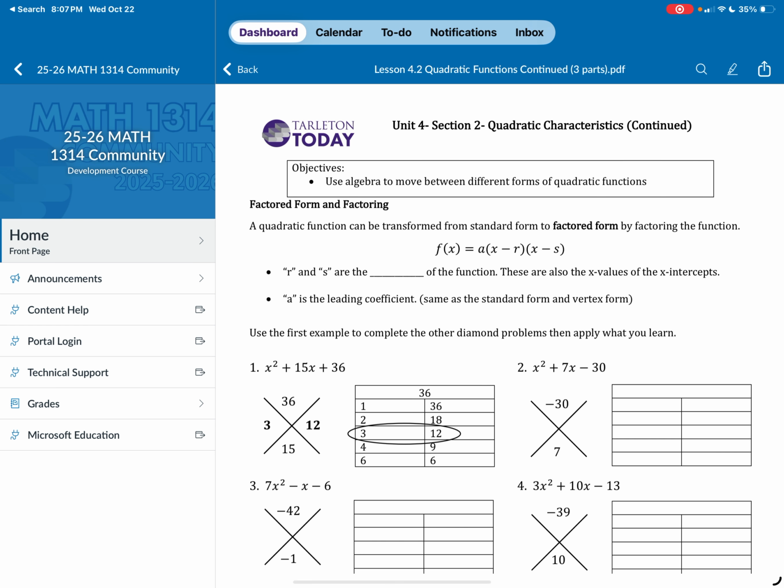Okay. All right. So I'm going to go over section 4.2 notes. We started these notes on Wednesday in class, and we did not get everything finished. In fact, I think we only made it to, let's see, page 3. And so I'm going to try to cover as much as possible real quick.